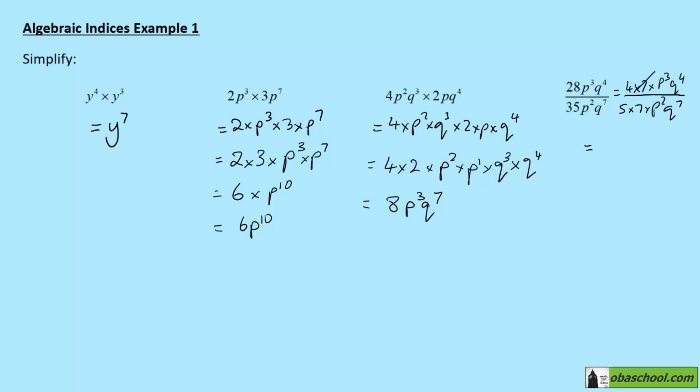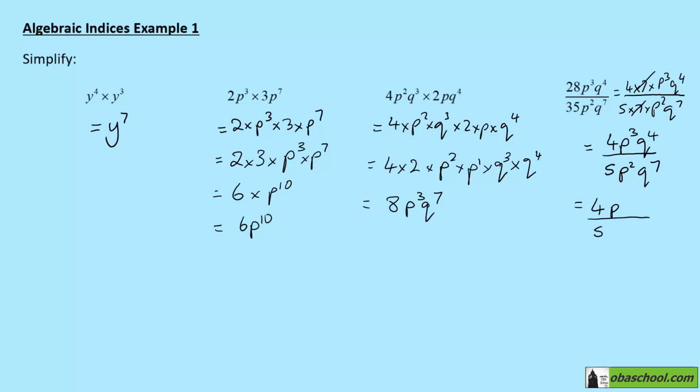So what I can do with the numbers is cancel a 7. So I haven't dealt with the letters yet. I've got 4p cubed q to the 4, and I've got 5p squared q to the 7. Now when dividing, we subtract indices. So I've got a 3 here and a 2 here. We subtract, 3 take away 2 is 1. So that's going to be 4p.